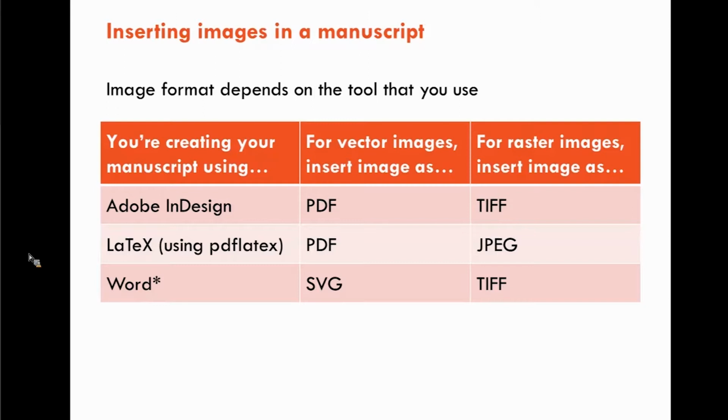If you're using Word to put your manuscript together, it tends to convert PDFs into raster formats when they're imported. So generally not the best idea to use a PDF for vectors, use an SVG instead. And it's also happy with TIFFs, so keep that one there.